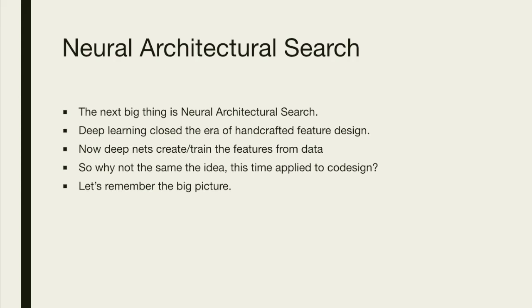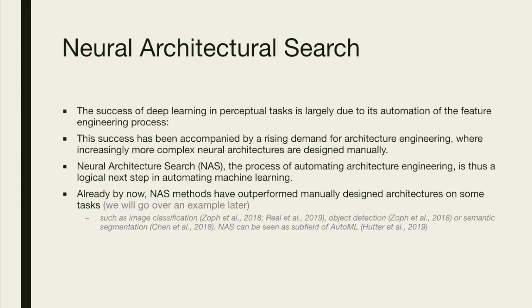Okay, so let's find deep nets that will create and train features. We have done this, features from data. So why not the same idea, this time applied to the design? Let's find networks which will create the design automatically in a machine. Okay, let's see the big picture first.